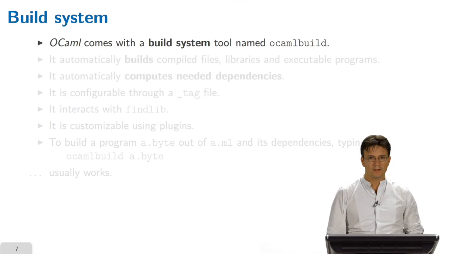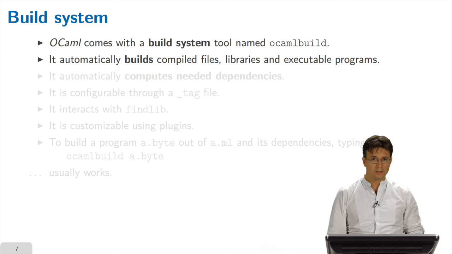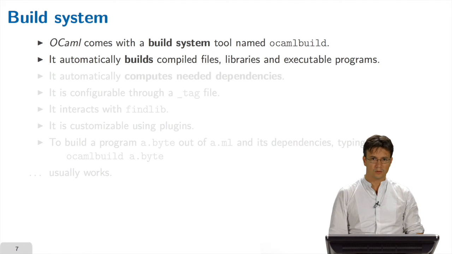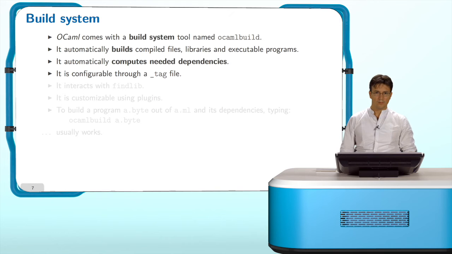OCaml comes with a build system tool named OCamlbuild. Its role is to build, compile libraries and executable programs. Anything that can be produced by the compiler of OCaml can also be produced by OCamlbuild. What is interesting is the fact that OCamlbuild computes for you the dependencies between the modules. It is also configurable using a file that will describe, for instance, the libraries that you want to use to compile your program. To do so, it, of course, interacts with Findlib.